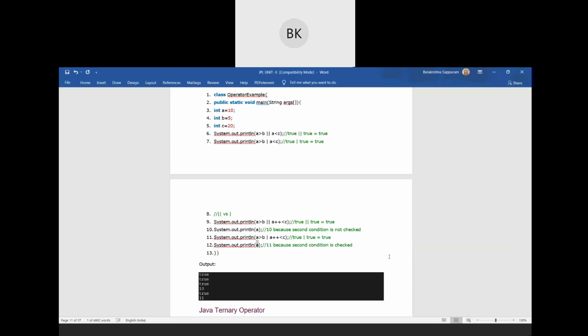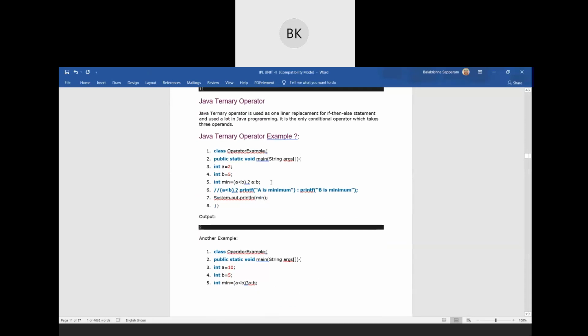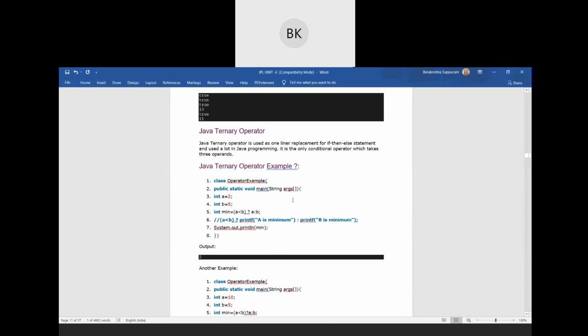Next, coming to the ternary operator. Up to now we have only two types of operator. The basic classification of operators: the first one is the unary operator, the second one is the binary operator. Unary operator means an operator along with one operand. Plus plus A, that is a unary operation. Negation of A, that is a unary operation. Minus minus A, that is a unary operation.